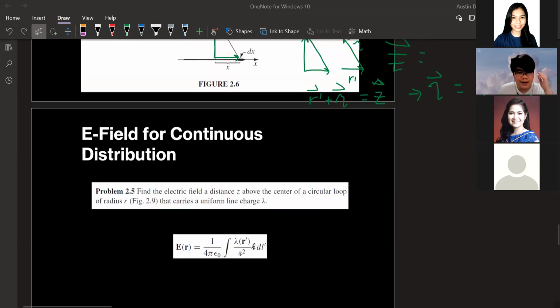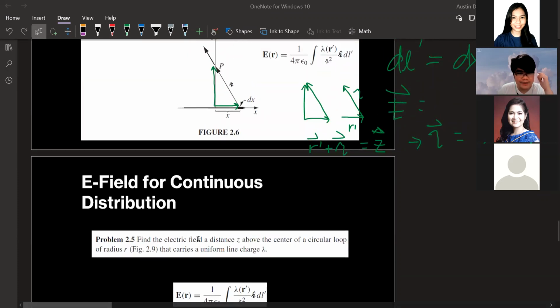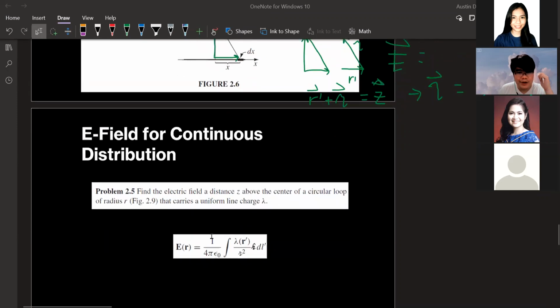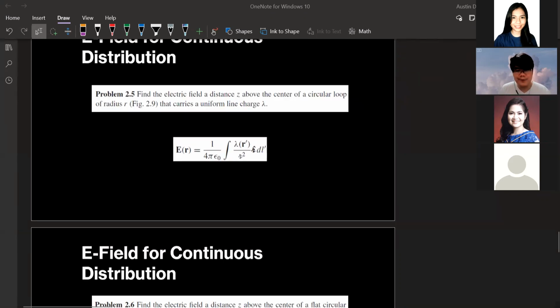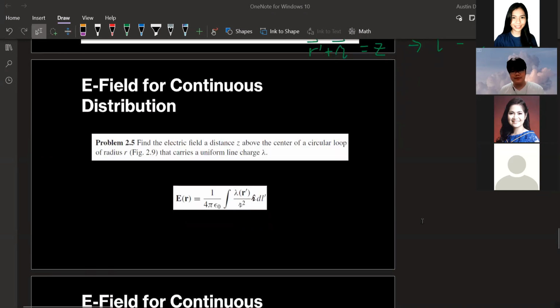Okay, so let's try another problem. Find the electric field a distance z above the center of a circular loop of radius r that carries a uniform line charge lambda. Yay, uniform line charge again. Okay? Okay, so let's do this.